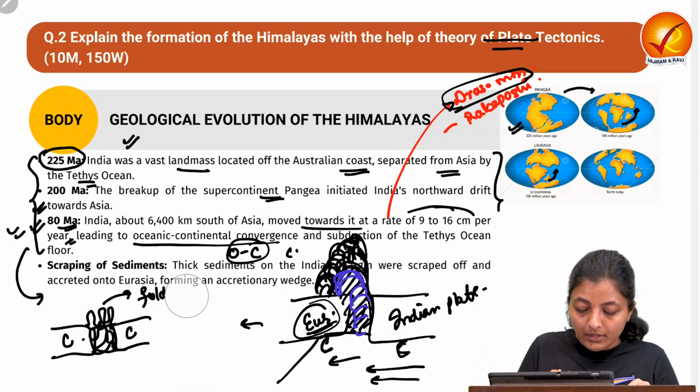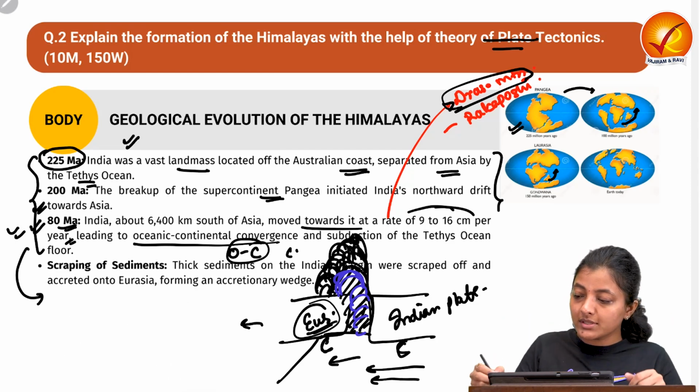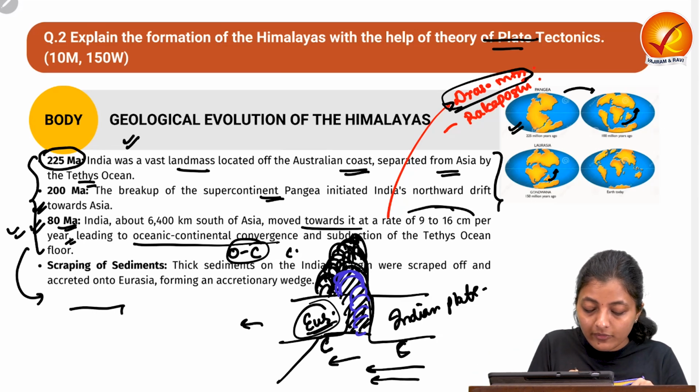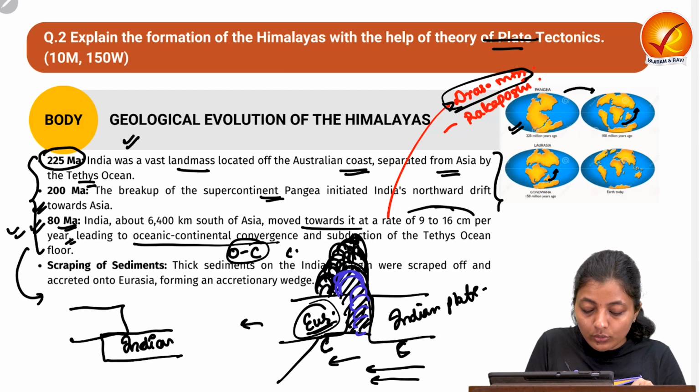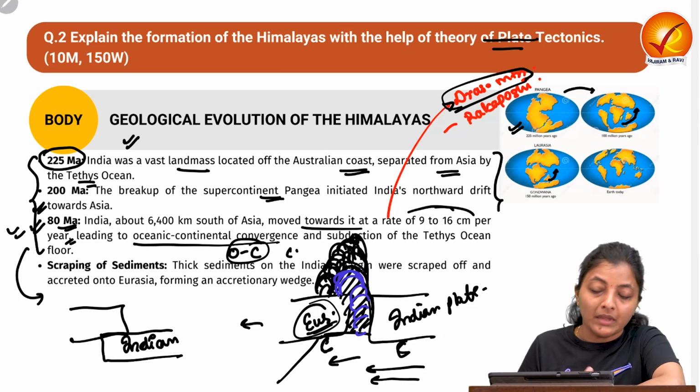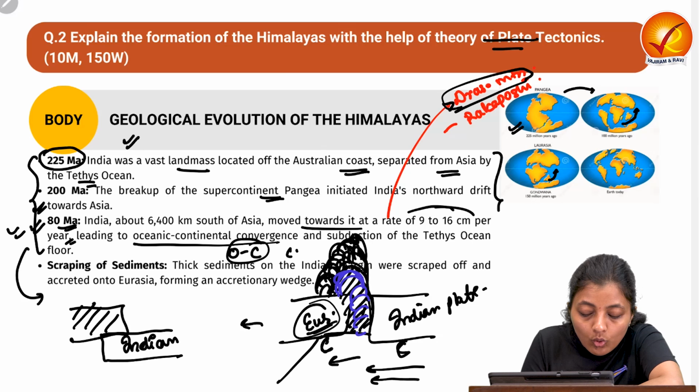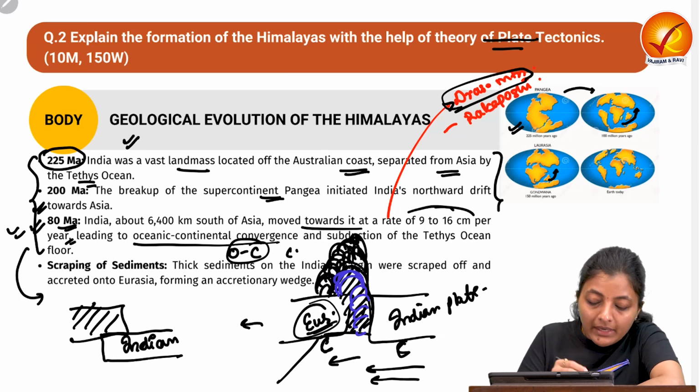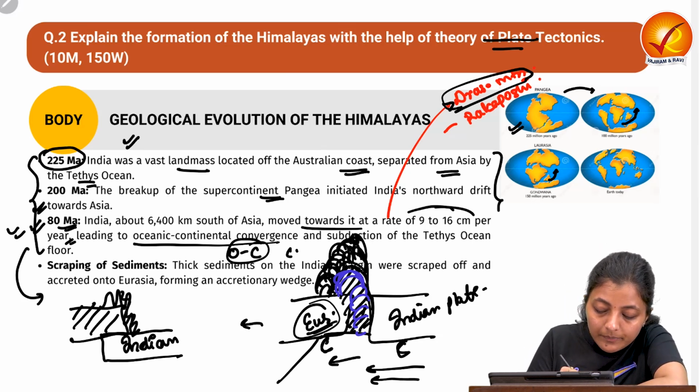But during the compressive forces between these two plates, what does it result in? It results in the upthrust of one plate. Now, this plate is overriding the Indian plate. It means the Himalayas are over here. This is the Tibetan Plateau.